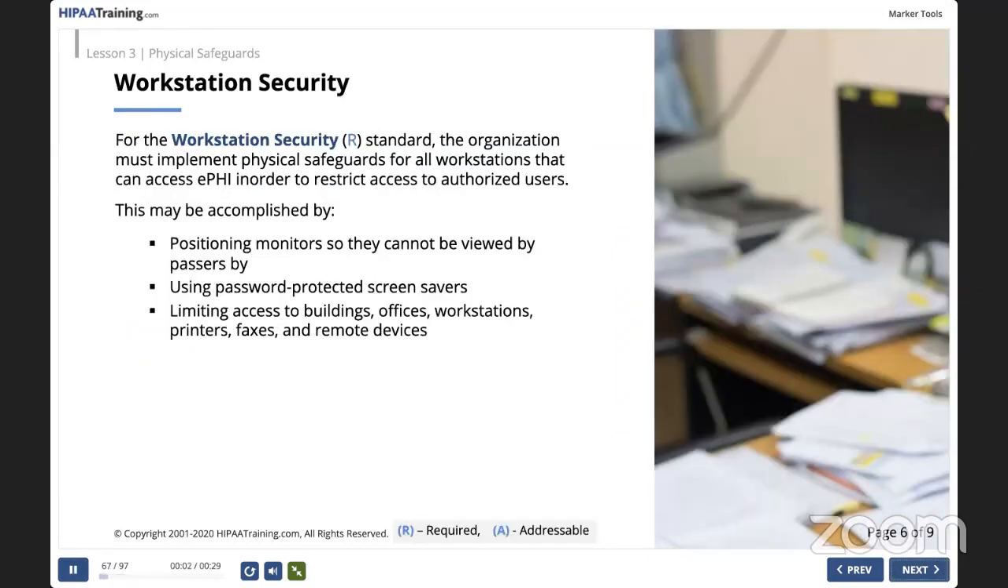Workstation security. For the workstation security standard, the organization.